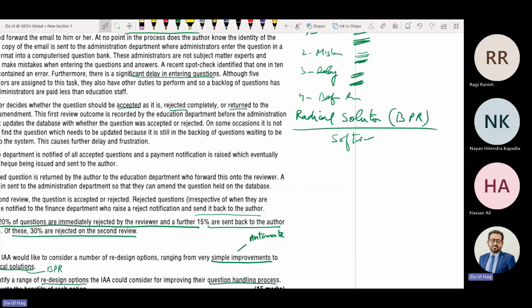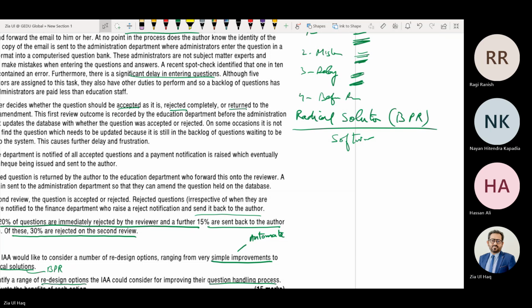All issues resolved. There will be no backlog. There will be no error issue. And there will be no question entering into the question bank before the reviewer. Only after the reviewer presses the accepted button will it move towards the question bank.